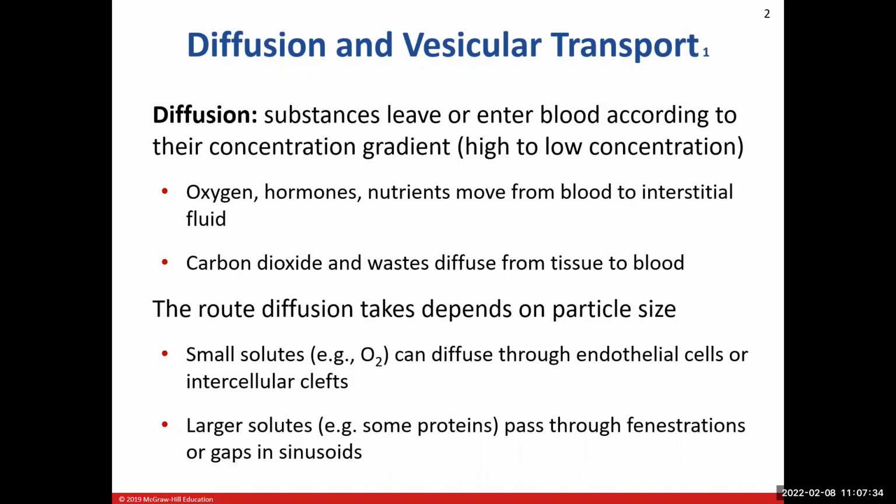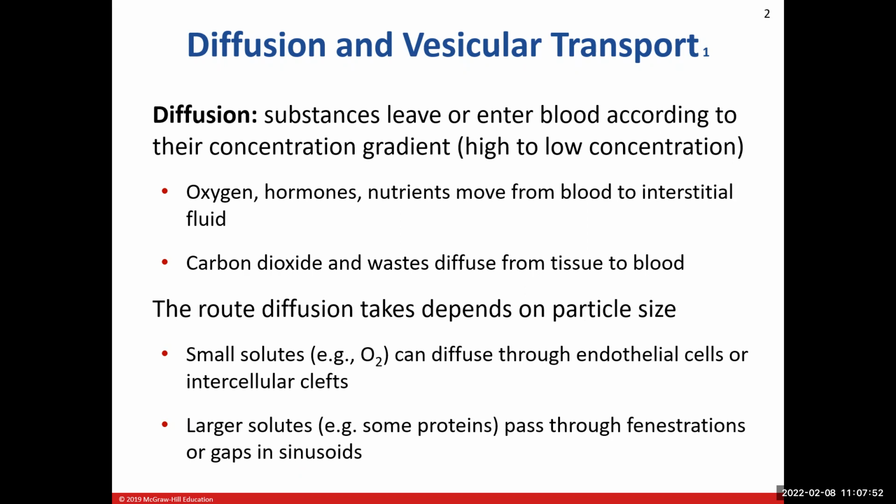So basically, the definition as described here is substances leave or enter the blood according to their concentration gradient. As you recall, diffusion is the movement of a substance from an area of high concentration to low concentration. So let's apply this to the circulatory system.